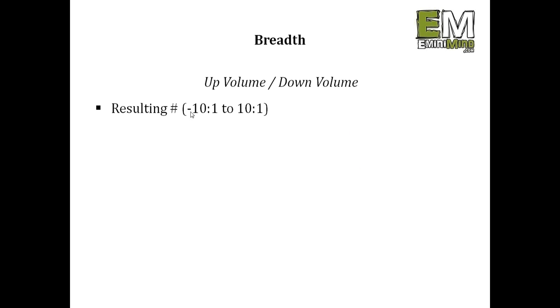If we have a number -10 to 1, we have 10 times as much volume flowing into down stocks as we do flowing into up stocks, and vice versa. If we have a number of positive 10 to 1, we have 10 times as much volume flowing into up stocks as we do down stocks. So those would be kind of the extremes, the plus and minus 10. And the breadth is really the king when it comes to the market internals. I place the most weight on the breadth.